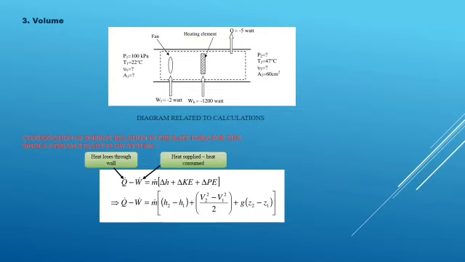Conservation of energy in the rate form for this single stream steady flow system: Q stands for heat loss through wall, W stands for heat supply minus heat consumed, equal to m in bracket change of enthalpy, change of kinetic energy plus change of potential energy. So this is the formula.